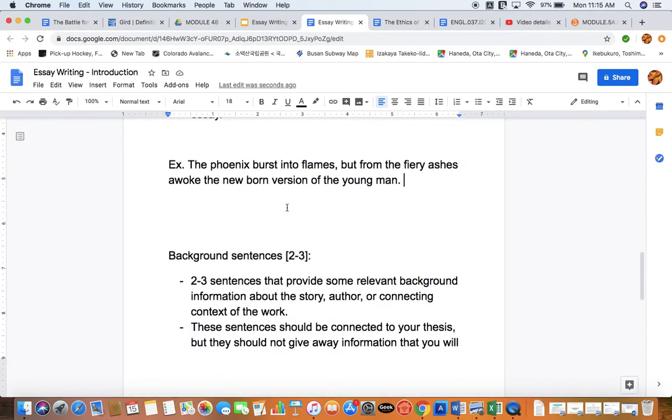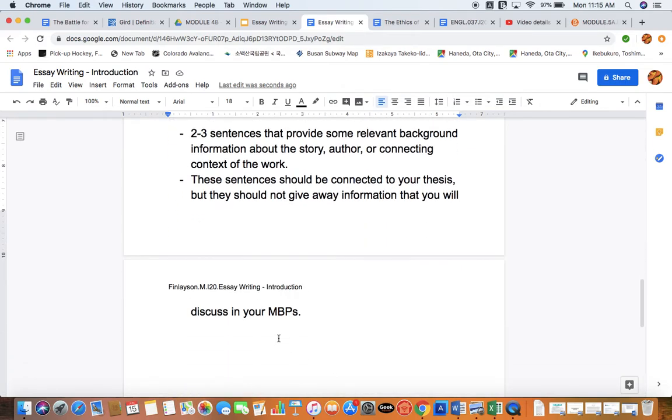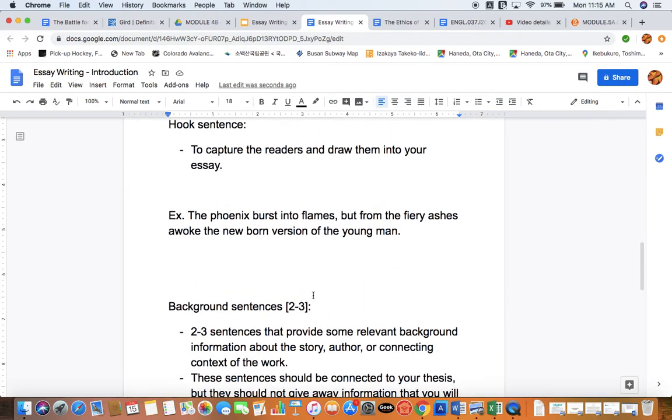Now also, we know that the next thing that we need to do is write 2 to 3 background sentences to finish off our introduction, and these sentences should provide some sort of relevant background information about the story, the author, or the connecting context of the work. They should be connected to your thesis, but they should not give away information that you will discuss during your main body paragraph. So this is kind of the trickiest part.